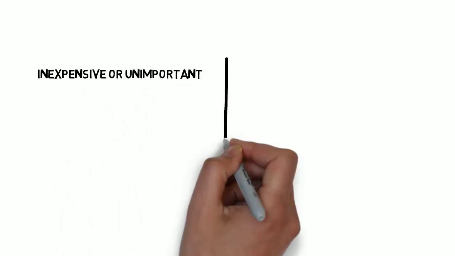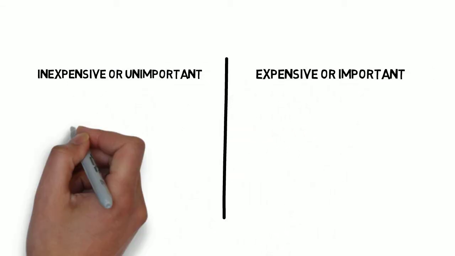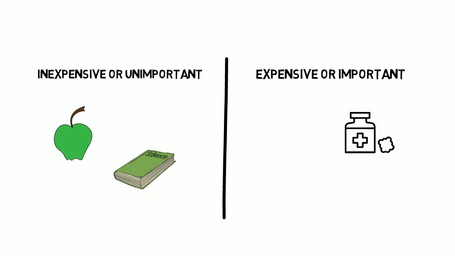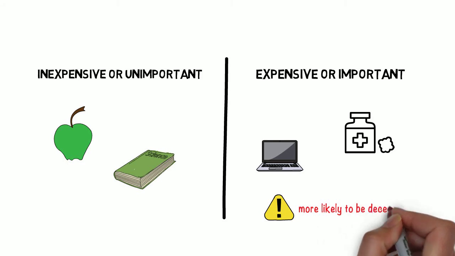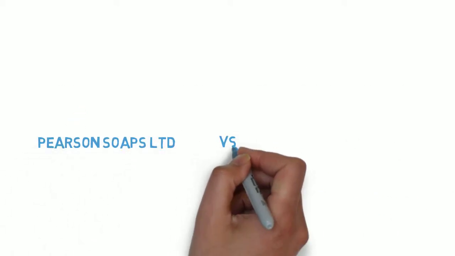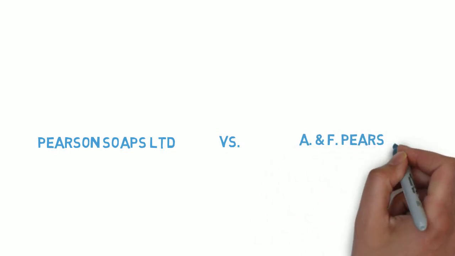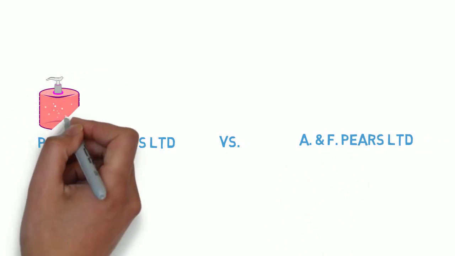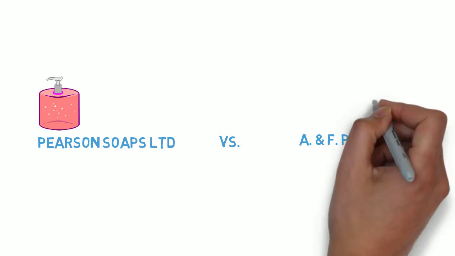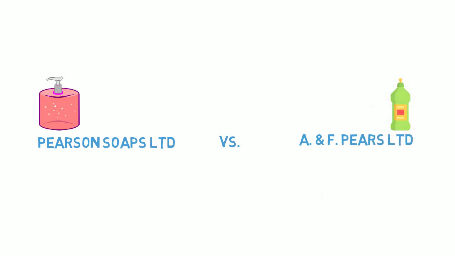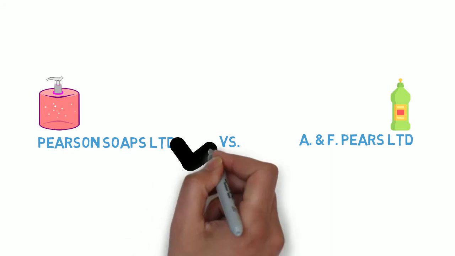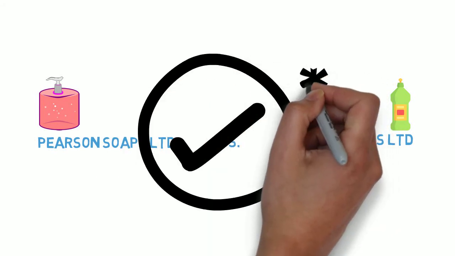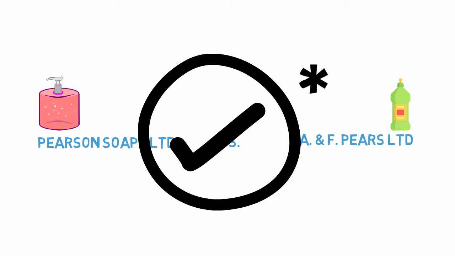Additionally, if your trademark represents a group of goods, such as inexpensive products that purchasers view with relatively less care than more expensive or important goods, then it is more likely to be deceptively similar to another. For example, the application of Pearson soaps was opposed by A&E Peers, a detergent brand, on grounds of deceptive similarity. The application was allowed on the basis that, due to the similarity in product type, Pearson soaps would display the brand name and address in visible proximity to the trademark, ensuring no confusion on part of the consumer.